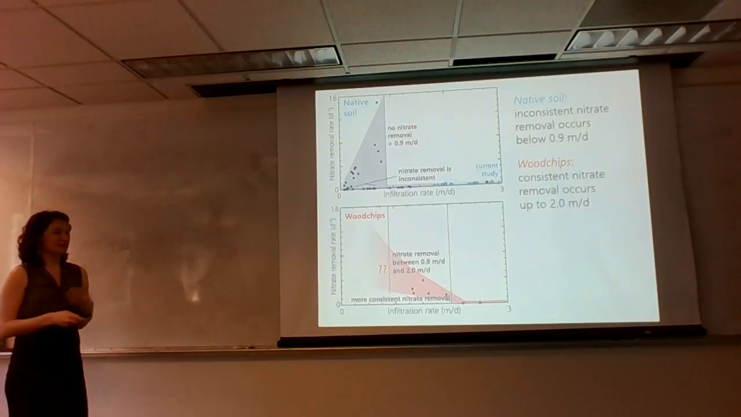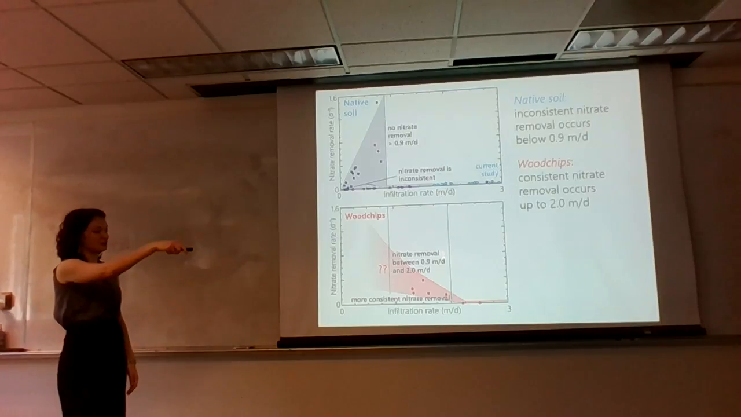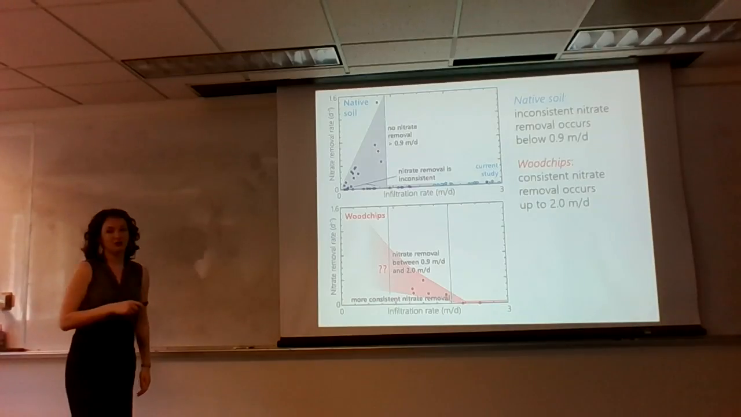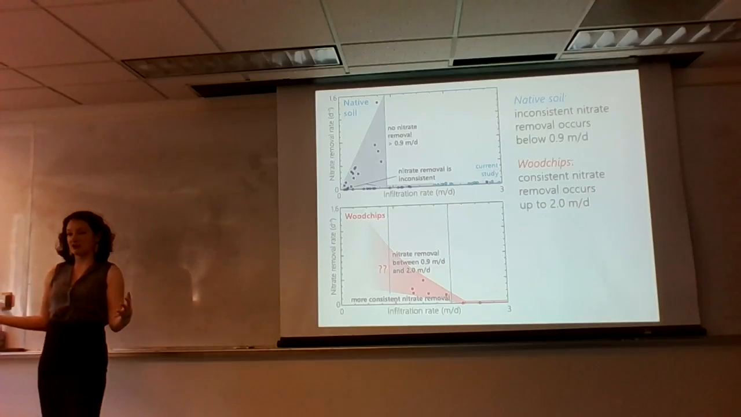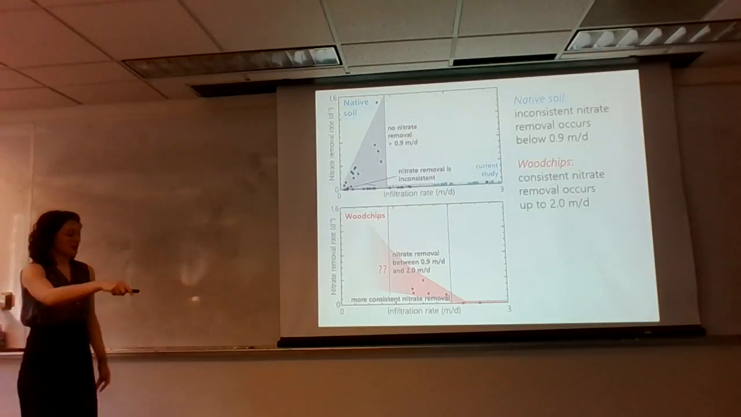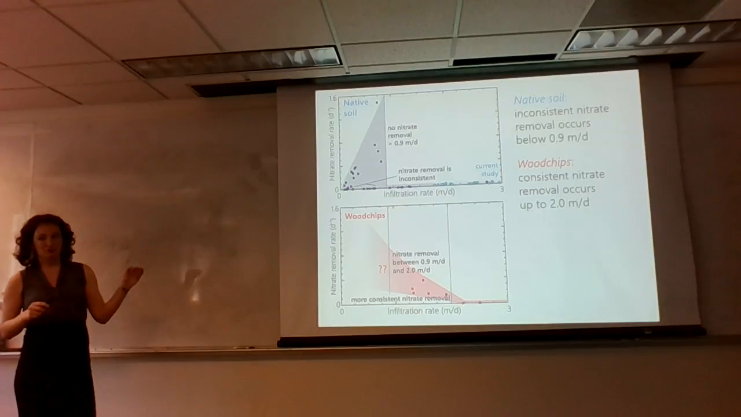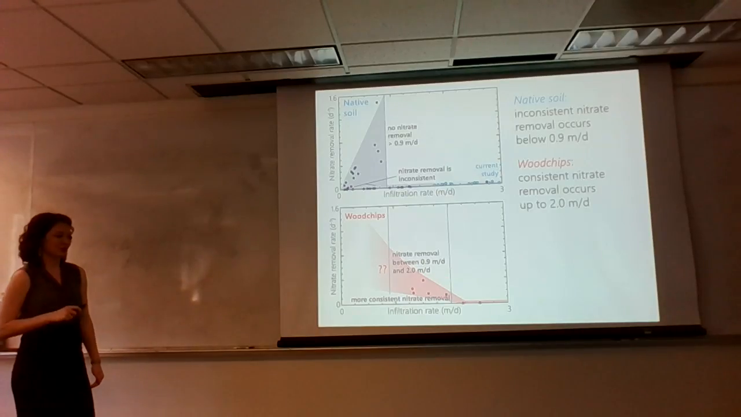Below wood chips, though, we see some different behavior. There still appears to be a threshold, and it appears to have increased to about 2 meters a day. So above that threshold, there's still little to no nitrate removal occurring. And that suggests that although the wood chips may enhance nitrate removal, there's still a limit on how quickly water can be infiltrating. On every day with infiltration rates below that 2 meter threshold, nitrate removal occurred. And that's more consistent behavior than was observed in native soil.